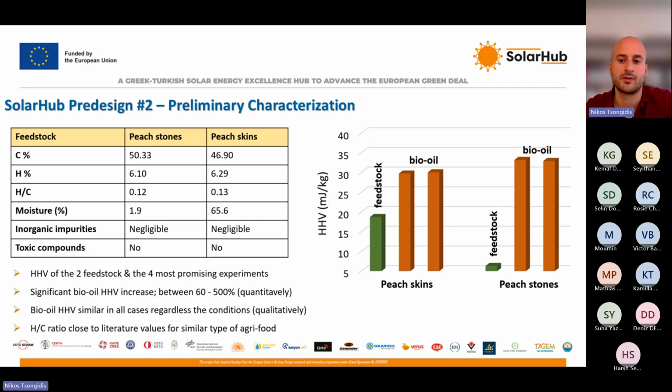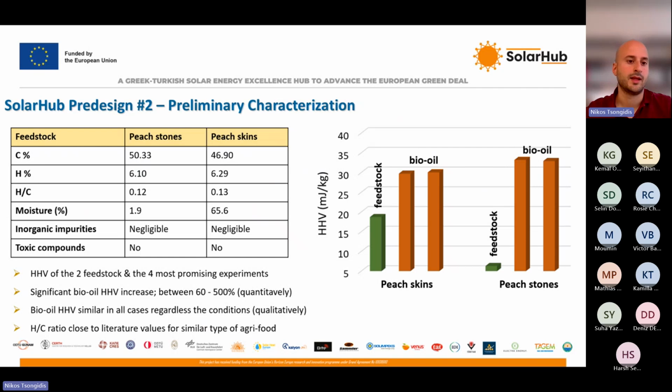In the case that the biofuel heating value exceeds 30 megajoules per kilogram, it is a very good sign that this can be further upgraded into biofuels that can be used for several different applications. And also regarding the hydrogen over carbon ratio, we see that the results that we obtain are in the range of 0.12 to 0.13, which are very close to the literature values for similar types of agri-food.